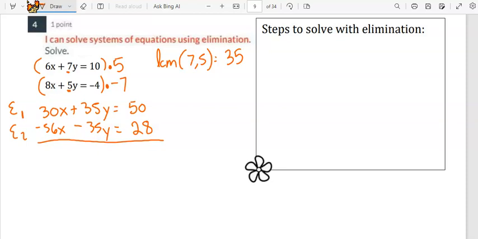30x and -56x has opposite signs, so we're going to subtract. -26x. 35y minus 35y is 0y, so they get eliminated. And then 50 plus 28 is 78. From there, we'll divide each side by -26. So 1x equals -3.